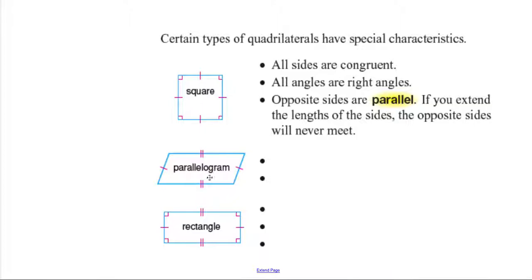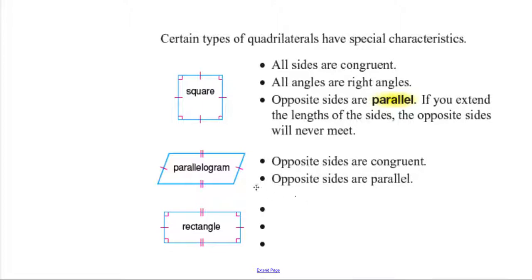Okay, a parallelogram. If you notice the slash marks, this side is congruent to that side. And the two slash marks here, this side is congruent to this side because both of them have slash marks. So characteristics of a parallelogram: opposite sides are congruent, opposite sides are parallel, and the angles are not congruent to each other. So opposite sides are parallel again, just like a square, and opposite sides are congruent. Unlike a square, not all sides are congruent, nor do they have right angles.